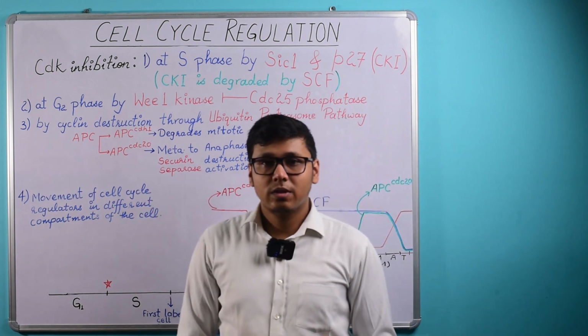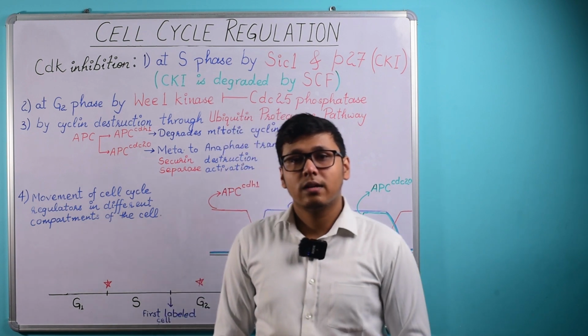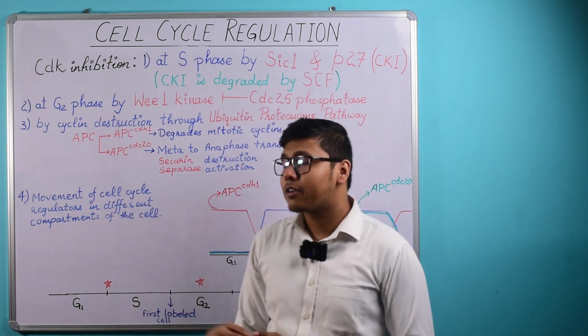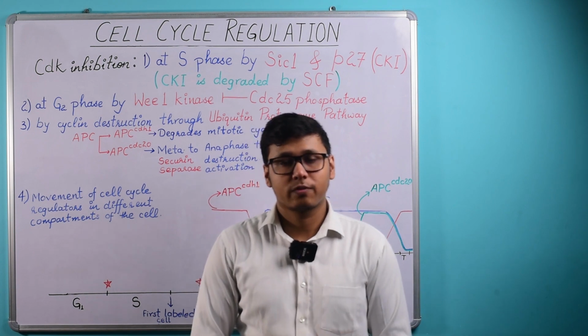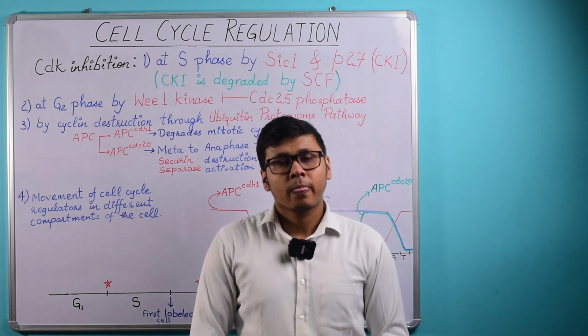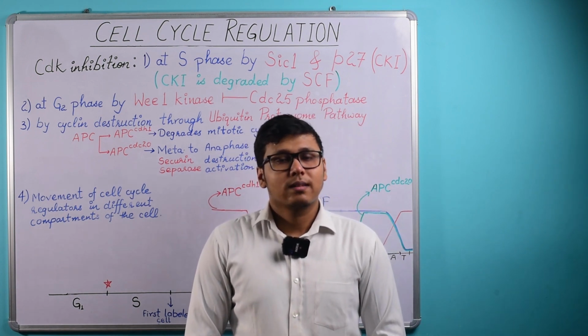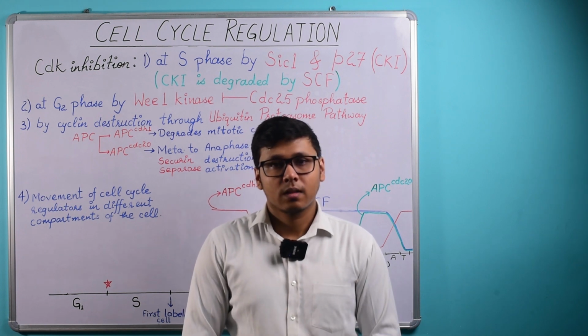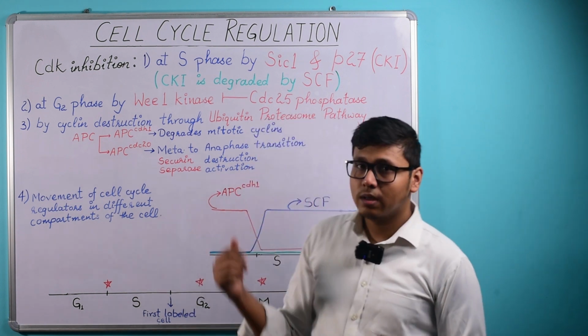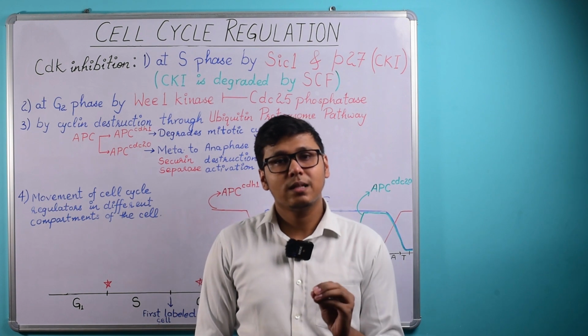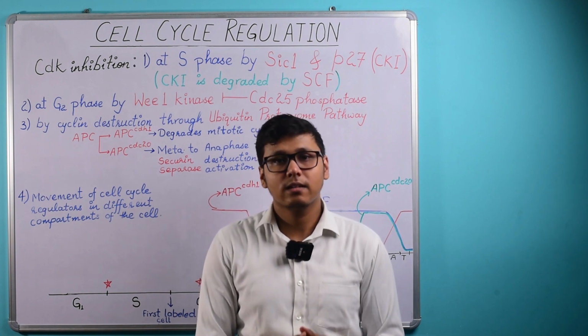And another way by which the CDK activity is checked is by the movement of cell cycle regulators in different compartments of the cell. Now what does that mean? It can be understood with the example of cyclin B1. If you remember the table that I drew here, cyclin B is the mitotic cyclin.